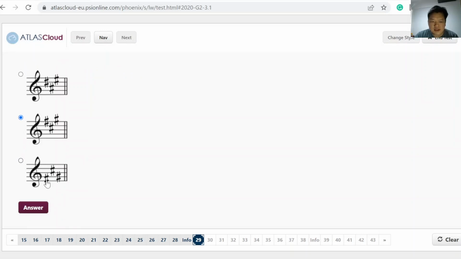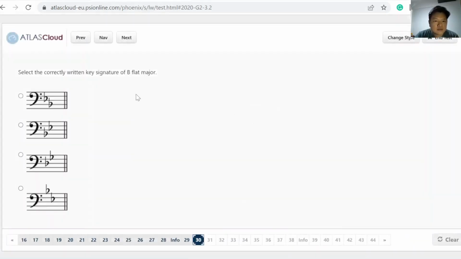No, this can't be this F sharp, right? It should be higher. Next one, B flat major. Okay, so B flat major got 2 flat, right? B flat major got 2 flat. One is the B flat, second one is the E flat. You must write in order as well.